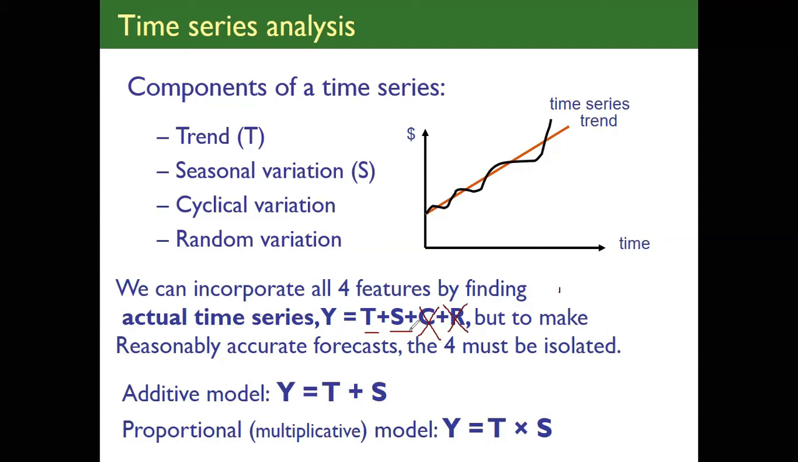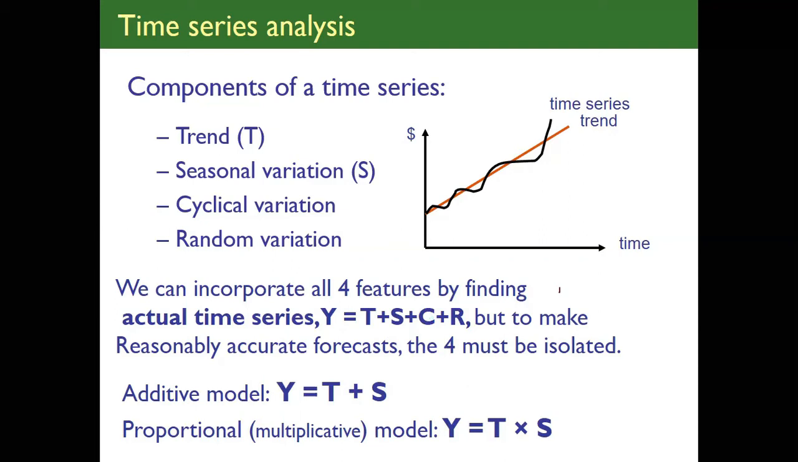And we have two models here. We call them the additive model and the multiplicative model. In the additive model, Y is equal to T plus S. And in the multiplicative model, Y, the sales demand, is equal to trend multiplied by the seasonal variation. So trend plus seasonal variations, or trend multiplied by the seasonal variation. So this is the general understanding. Okay, now let's see one example.